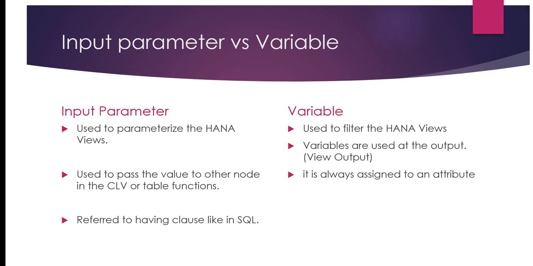Coming to the next one, an input parameter is always referred to as a having clause in SQL, whereas a variable is referred to as a where clause in SQL, because, as I said, a variable is used at the output level. Whatever data comes, the variable is just used to filter the output. But the input parameter is hitting the base level projection node. That's what makes the difference with your input parameter.